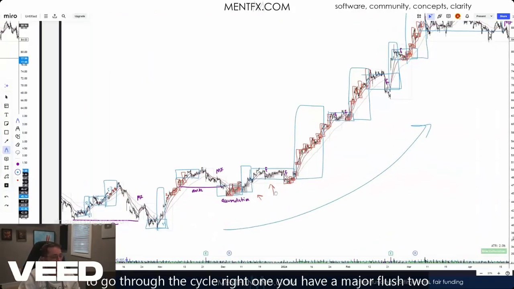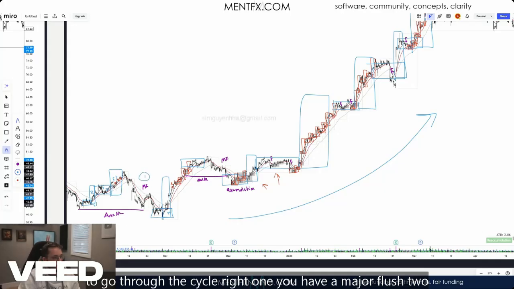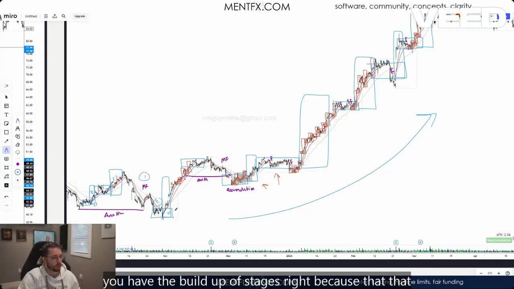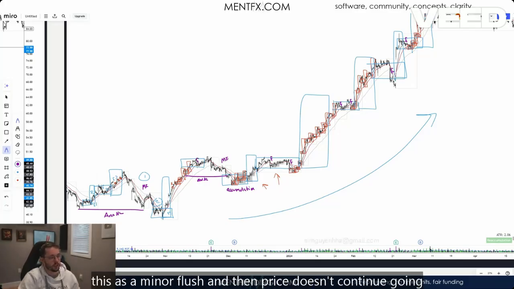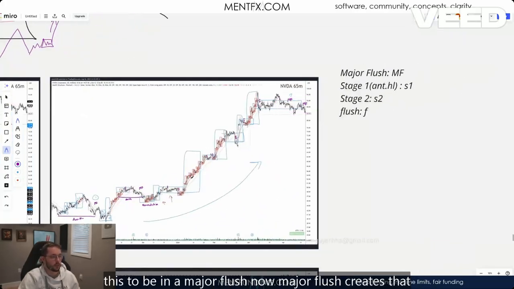And again, just to go through the cycle, right? One, you have a major flush. Two, you have the buildup of stages, right? Because that meets the anticipation of the high or low rule. Stages begin, and then from there you don't get the minor flushes really. You kind of get this one here. Maybe you could label this as a minor flush, and then price doesn't continue going, and then it goes through another major flush, just like we're expecting this to be in a major flush now.